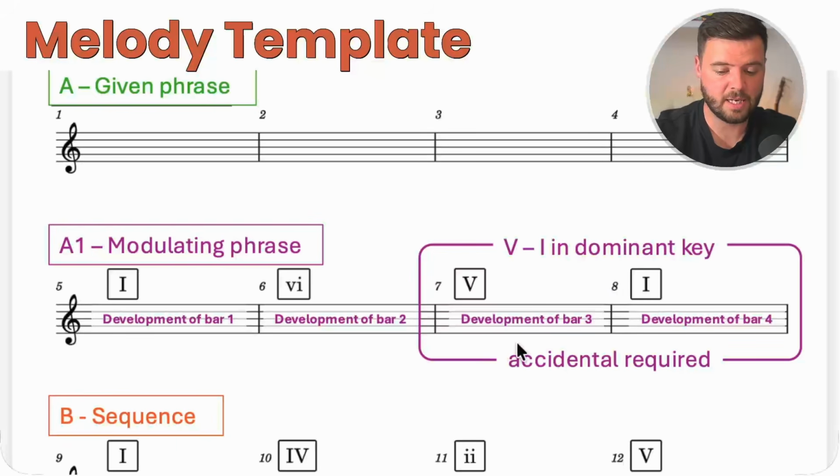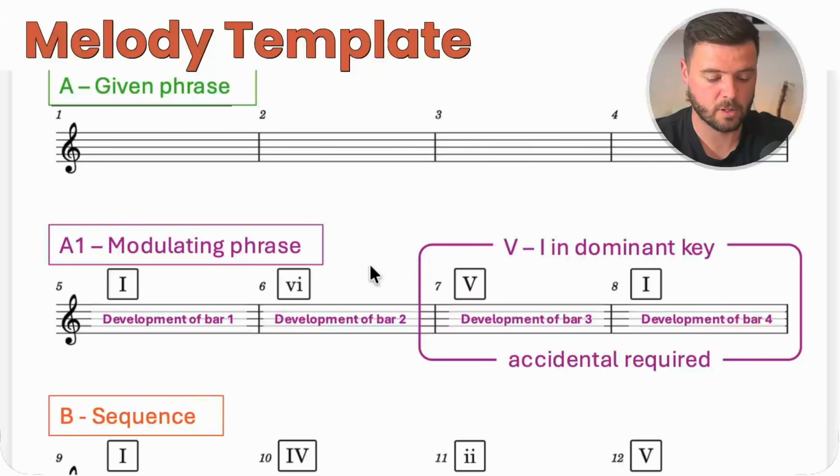But the big difference here is the 5-to-1 cadence, perfect cadence here. I'm actually talking about 5 in the new key, which is A major, the dominant key, to 1 in the new key, which is A major. So you've got an E chord going to an A chord. That is 5-to-1 in our new key. This will also mean that in bar 7, we will need an accidental because there is going to be a difference between our given key and the dominant key. So we're going to look at that in detail now in a second.